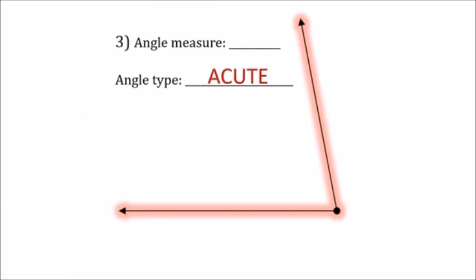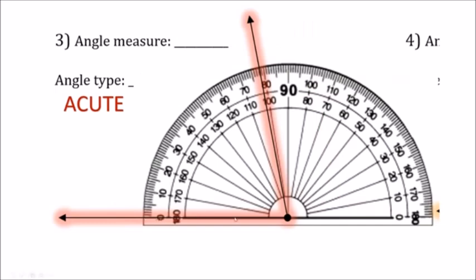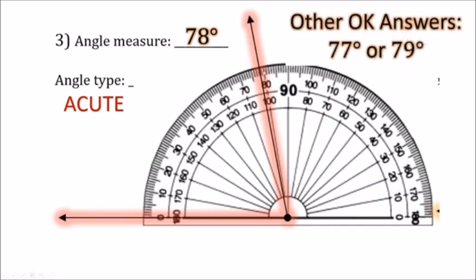It's an acute angle. On this one now, we're on the other side of the protractor. This ray is going to line up, so we're using the outer scale because 0 is here. And we're going to get to 70, 75, 76, 77, 78. Also reasonable, because this one is slightly in between, would be 79 or even 77.